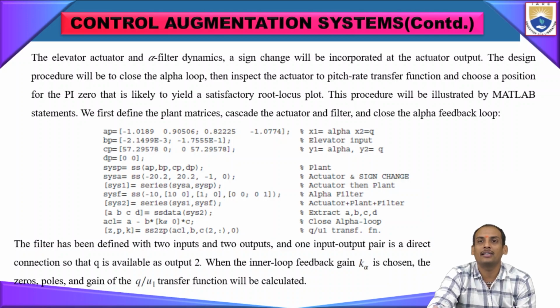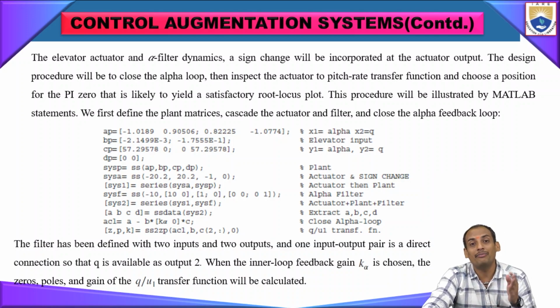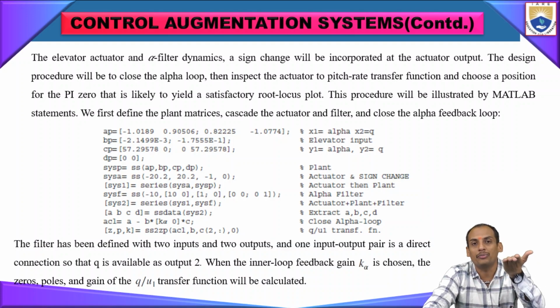So the values here we will take according to those sign changes only. Why are these sign changes required? Because we cannot judge every time whether the aircraft has been going this way or this way.